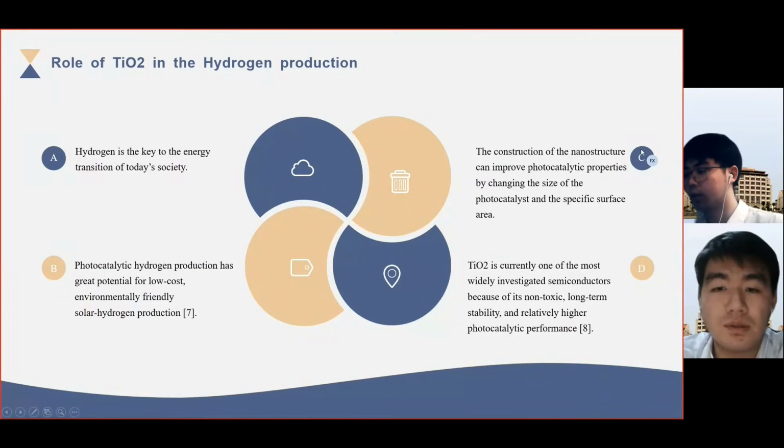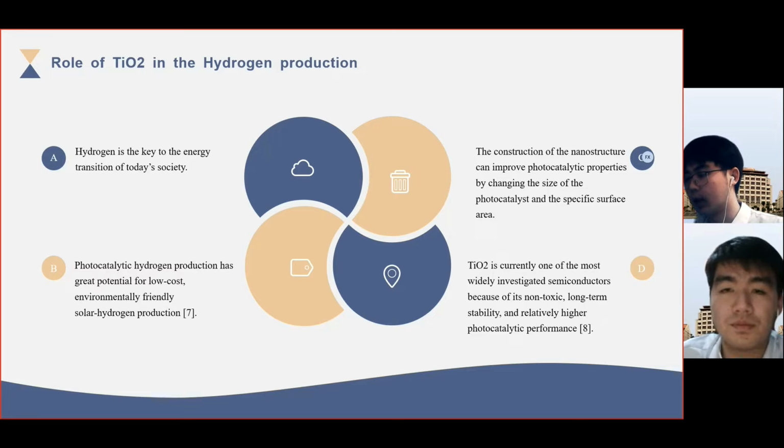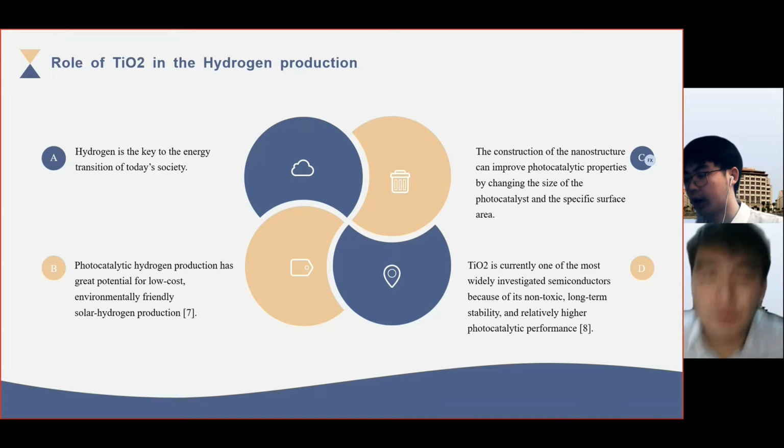Firstly, as the lightest gas in the world, hydrogen is key to the energy structure transition in today's society. Besides, among many hydrogen production methods nowadays, photocatalytic hydrogen production has great potential for low-cost, environmentally friendly solar hydrogen production.